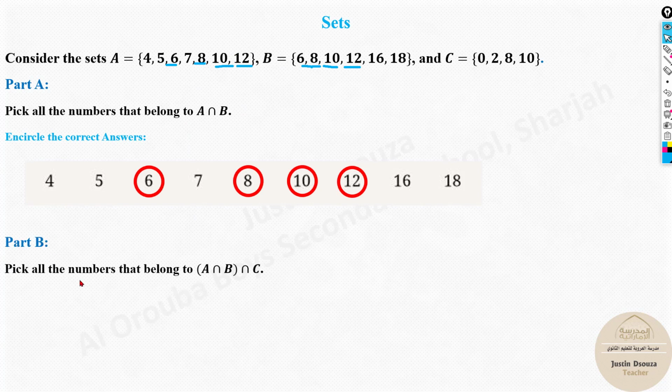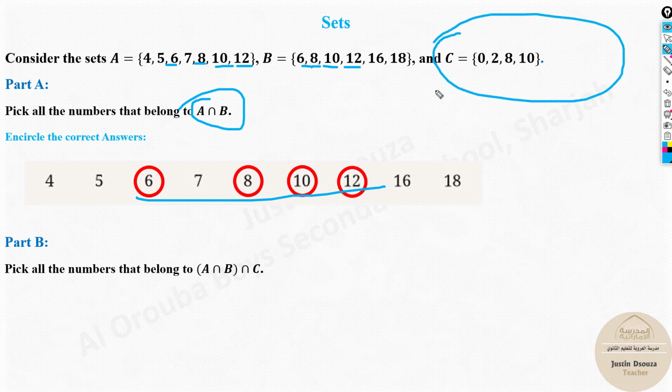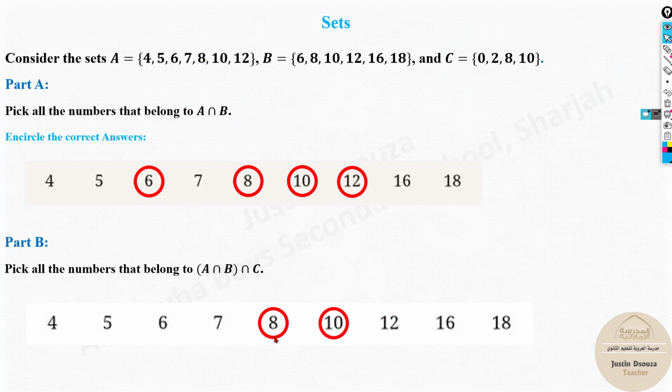Now let's see the part B. Pick all the numbers that belong to A intersection B intersection C. You need to do it 2 times. Now we know the A intersection B answers over here, right? Now for these numbers you need to intersect it with C. Now compare which are common over here. So let's have these numbers. So which one over here? 0 is not there, 2 is not there, 8 is there and 10 is there. So these are the 2 answers.